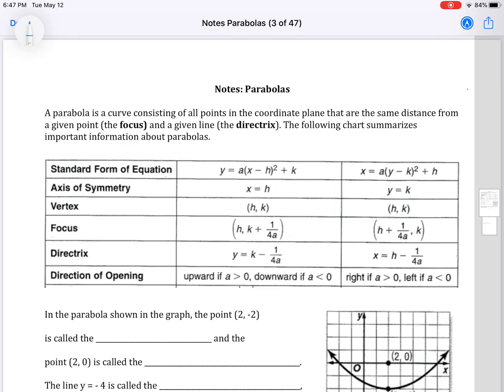So we talk about a parabola. A parabola is a U-shaped graph. It could be a happy face, it could be a sad face, it could be a sideways face, either left or right. Usually you've only seen ones that go up or down. Now you're going to start to see ones that go left or right as well.